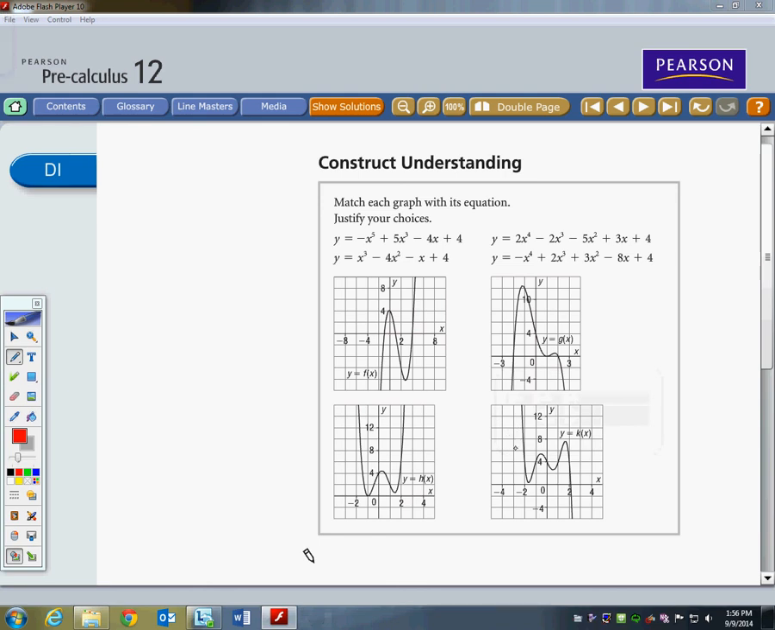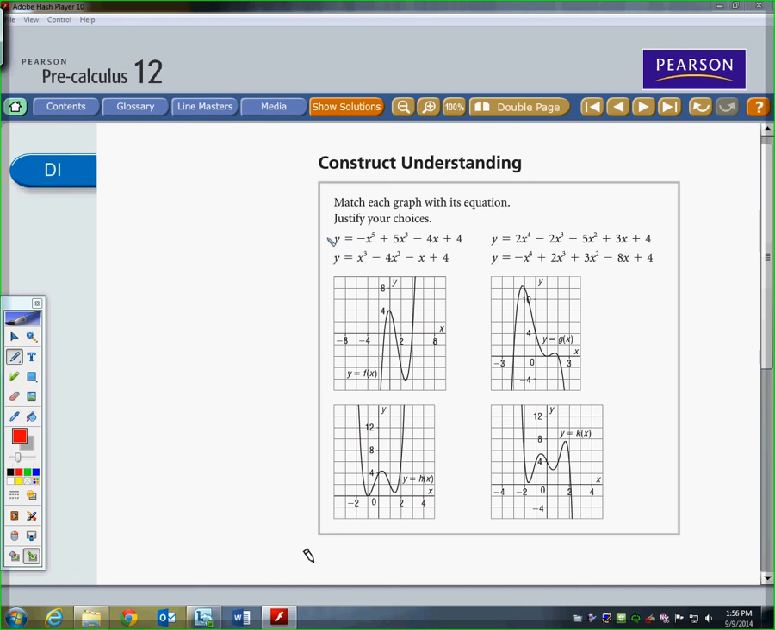All right, now I've gone to the top of the next page. So if you go to page 38 and take a look at the construct understanding, again, they give us four equations here, and they want us to match the graph with the equation. It looks a little tougher because these aren't just quadratic; these are higher order. We have this is a polynomial of the n equals 5, the fifth order, so that'd be quintic, right? This would be quartic. This one's cubic, and this one's quartic again.